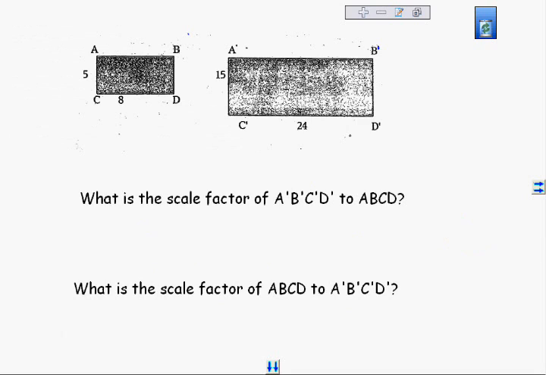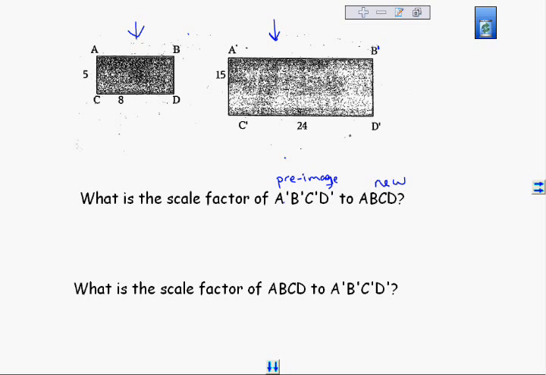Okay, this is finding scale factor. So you're given the images and you don't have the scale factor. So what we're going to do, we're going from the large image to the small image. A apostrophe, B apostrophe, C apostrophe, D. This is the pre-image. That's what we call our first image, pre-image, or original image. Pre-image to the new image.